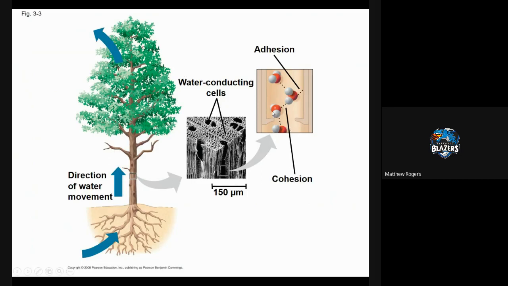And as water is getting pulled up, it attracts itself to each other, but it also attracts itself to the cell walls of the cells that make up the xylem that it goes up. And so therefore it uses cohesion and adhesion to go from the roots all the way to the top.